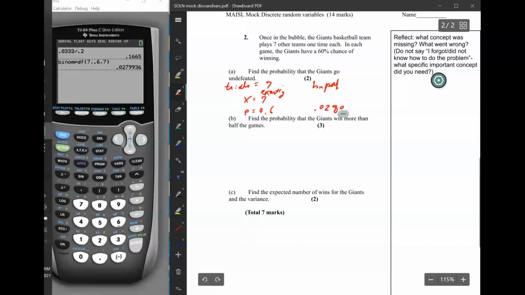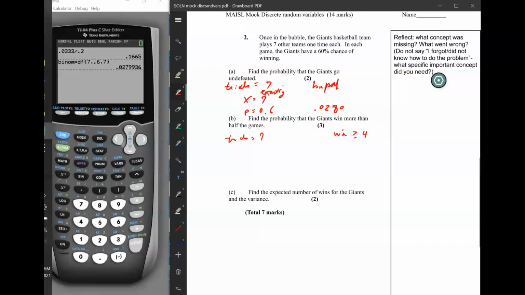Okay, part B. Find the probability that the Giants win more than half the games. So in this case, the number of trials, again, is 7 because there's 7 games. The number of wins that we're looking for is more than half the games. So winning more than half the games would be 3.5, right? So it would be greater than or equal to 4 games.